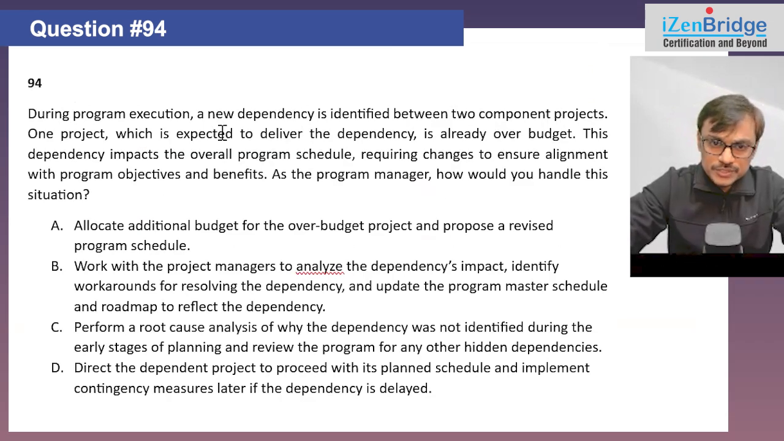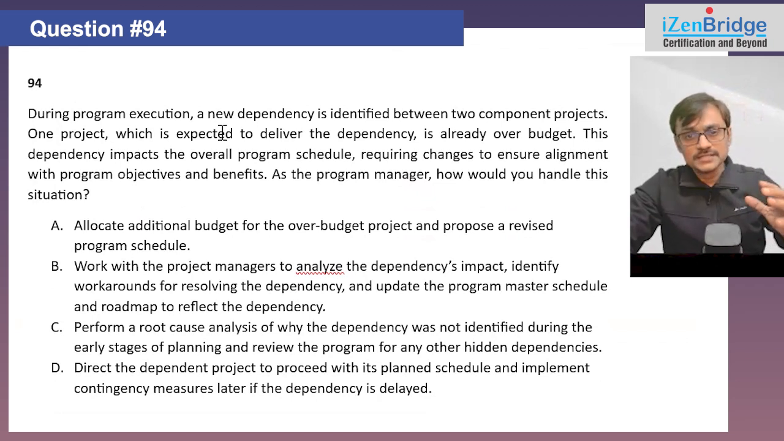During a program execution, a new dependency is identified between two component projects. One project which is expected to deliver the dependency is already over budget. This dependency impacts the overall program schedule and requires changes to ensure alignment with the program objectives and benefits. As the program manager, how would you handle this situation?